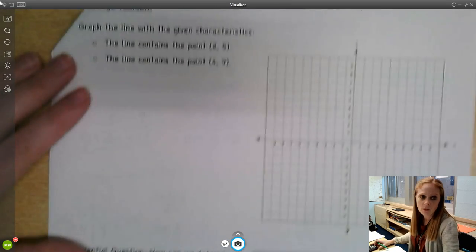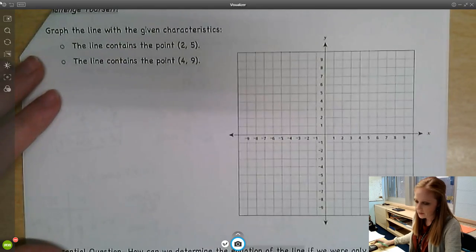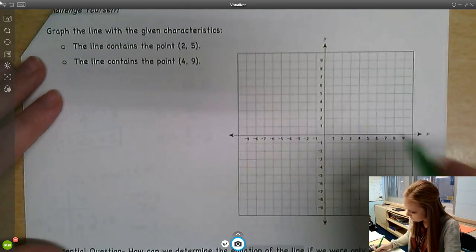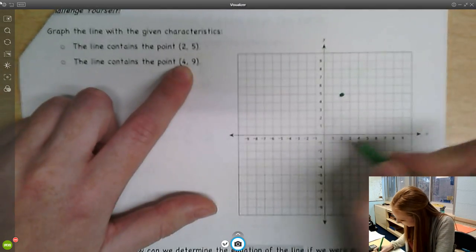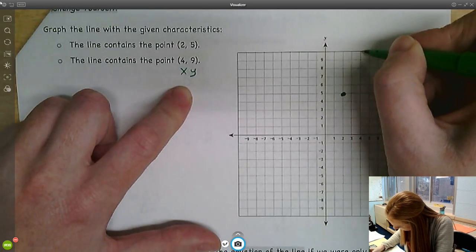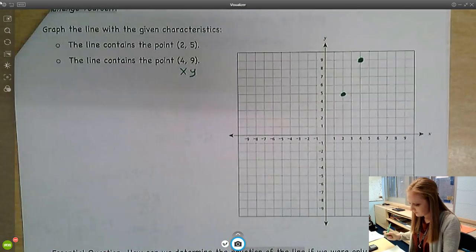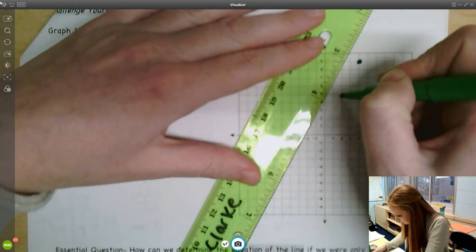Okay, and then we just have a challenge. Graph the line with the given characteristics. The line contains the point 2, 5, and 4, 9. 2, 5 would be right here. And then 4, 9. So the x is 4, the y is 9. Let's connect them.